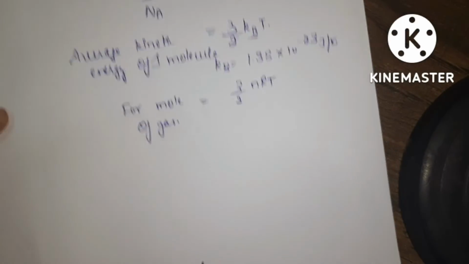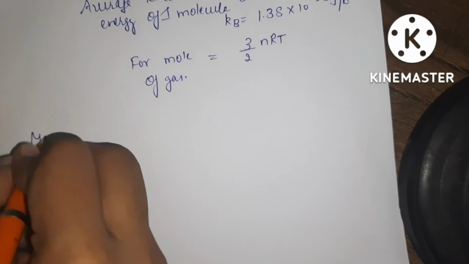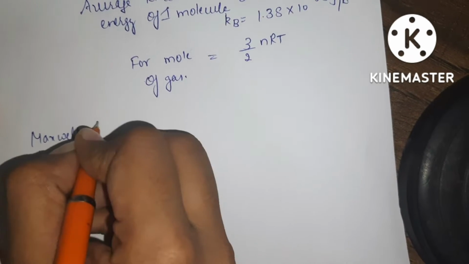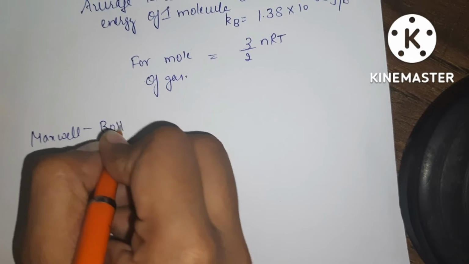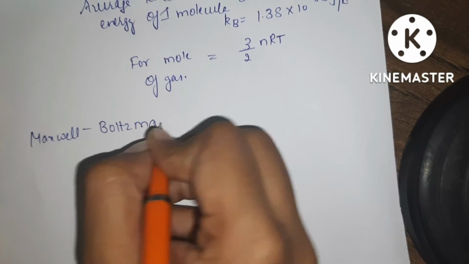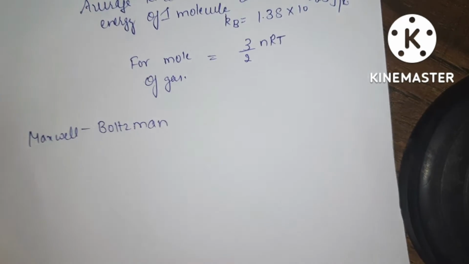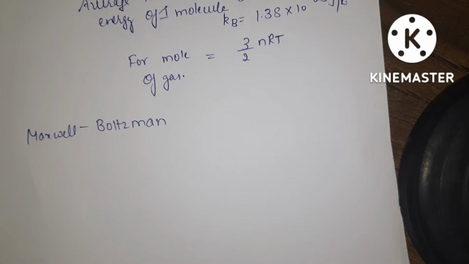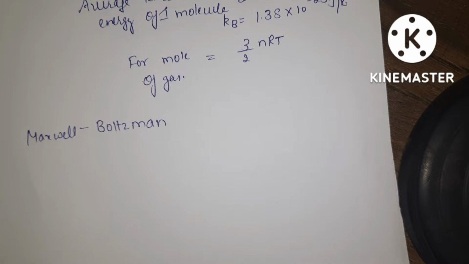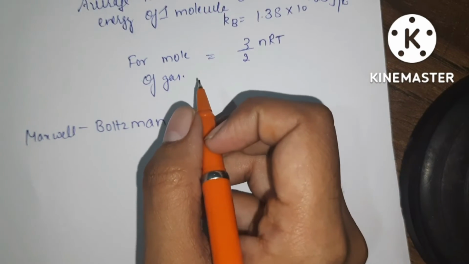Now we are going to discuss the Maxwell-Boltzmann curve. The questions that will be asked from this portion are about the most probable velocity and root mean square velocity. They will give you the temperature and the molecular mass of the gas, and ask what the root mean square velocity of the system is, what the average velocity is, and what the most probable velocity or most probable speed of the system is.